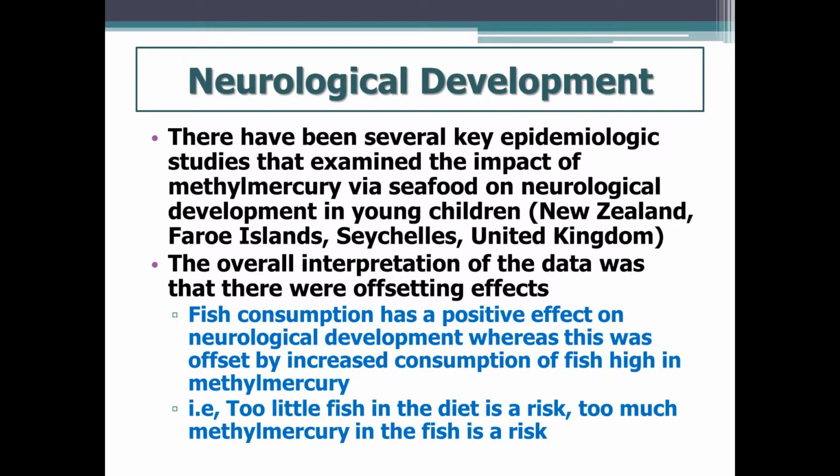There have been a couple of key epidemiologic studies. I'm going to cut to the chase. Fish consumption has a very positive effect on neurological development when we're talking about cognition for young children. If you get too little fish in your diet, you're at risk for not having optimal cognition. If you get too much, particularly if you get too much methylmercury in the fish that you're eating, this is offset and you actually have decreases. So you've got two sides in a naturally occurring system.